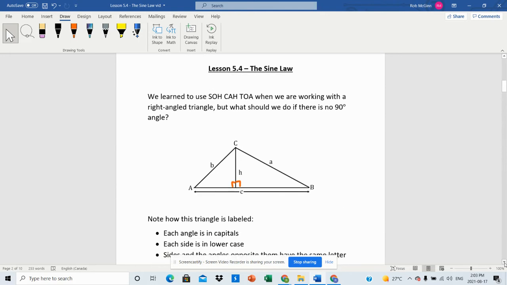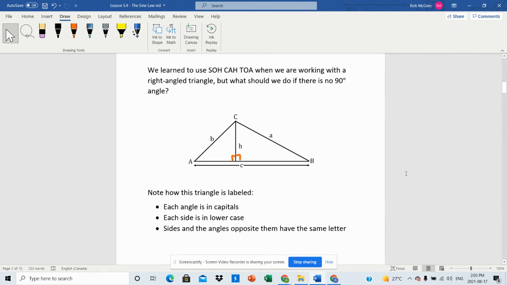First off, notice how the triangle is labeled. Each vertex is in a capital letter, so A, B, and C. And each side that's opposite the vertex is the corresponding lower case of the vertex. So here we have vertex A, which is our angle, and directly across from it, you're going to see we have lowercase a.